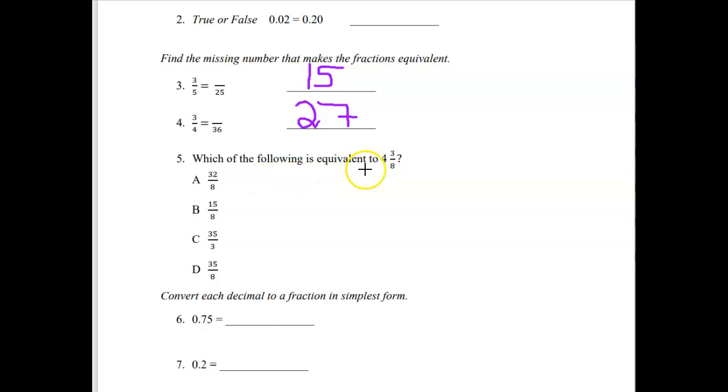Okay, which of the following is equivalent to 4 3/8? Do you remember how we figured this out? You have to make this into an improper fraction first. How do we do that? Okay, we got to multiply. What is 4 times 8? So you go 4, you multiply this way. Okay, so you got to multiply that. Okay, did you get an answer?